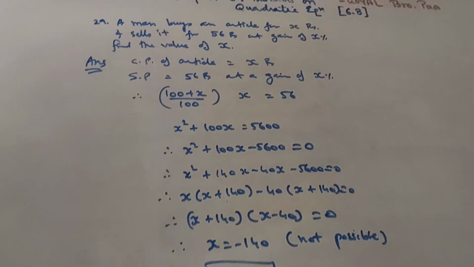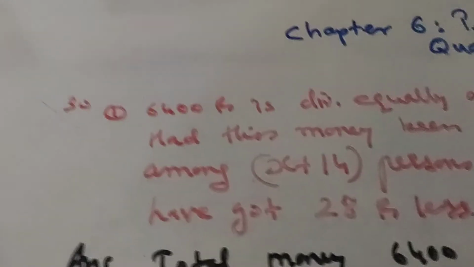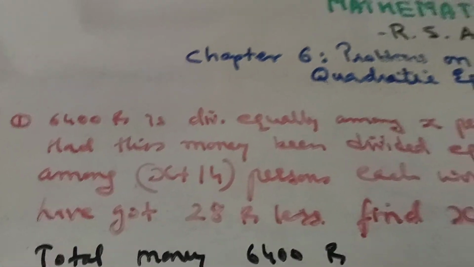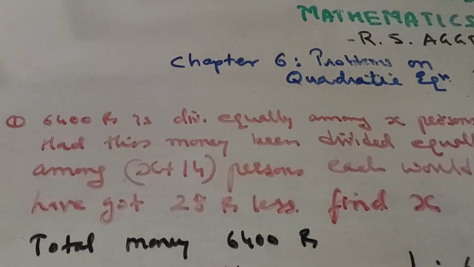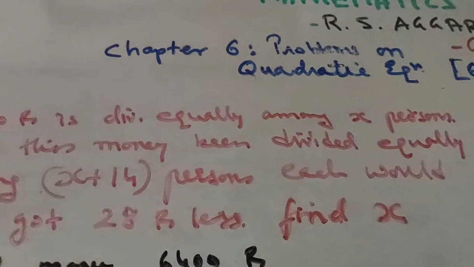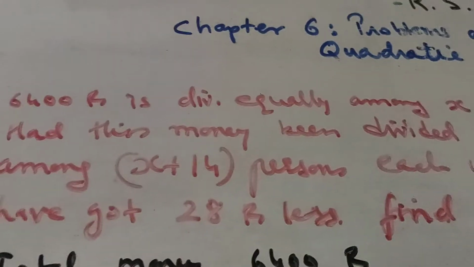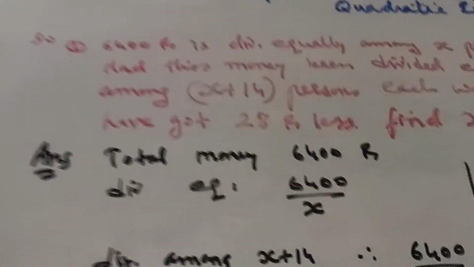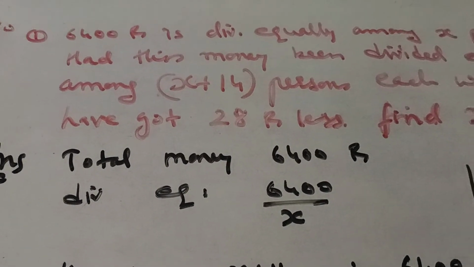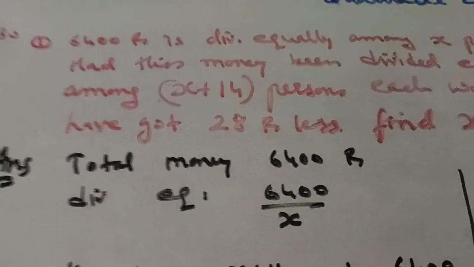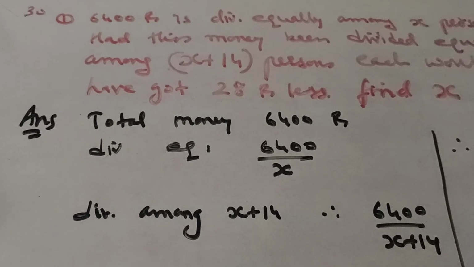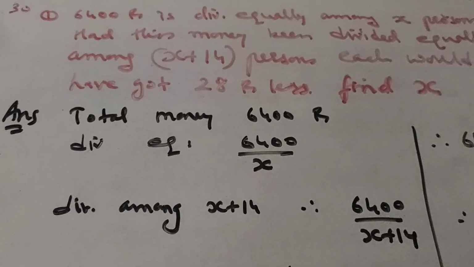Let us move on to sum number 30. 6400 rupees is divided equally among X persons. Had this money been divided equally among X plus 14 persons, each would have got 28 rupees less. Find the value of X. So first of all, the total money is how much? 6400. If it is divided equally among X, then it becomes 6400 upon X, but it is divided among X plus 14. If it is divided among X plus 14, then we get 6400 upon X plus 14.